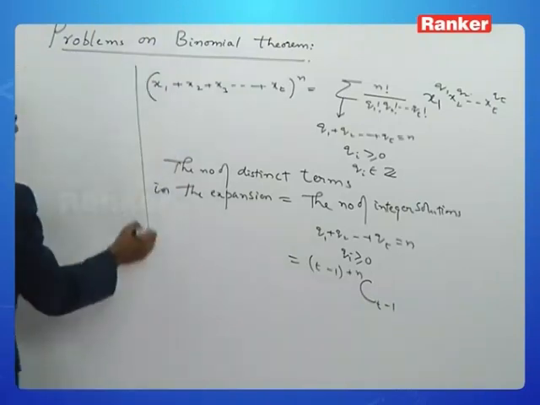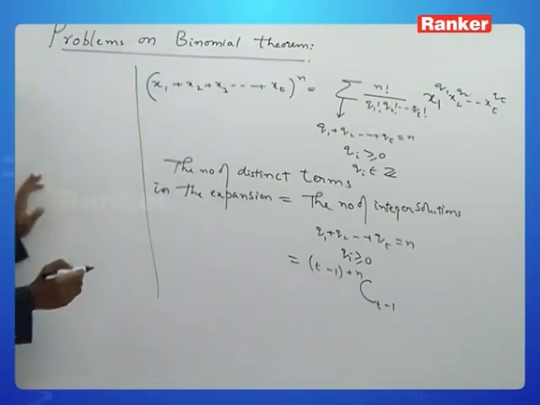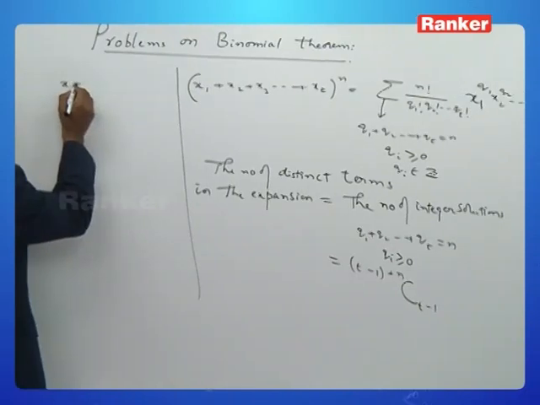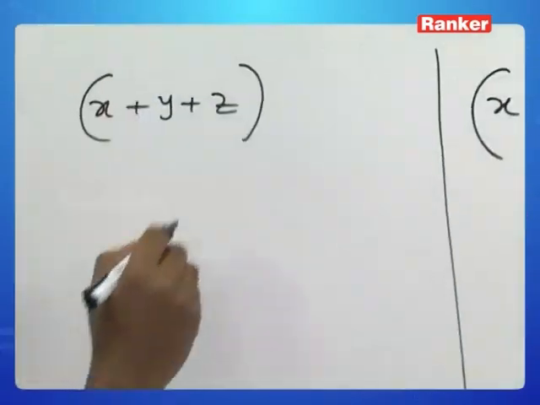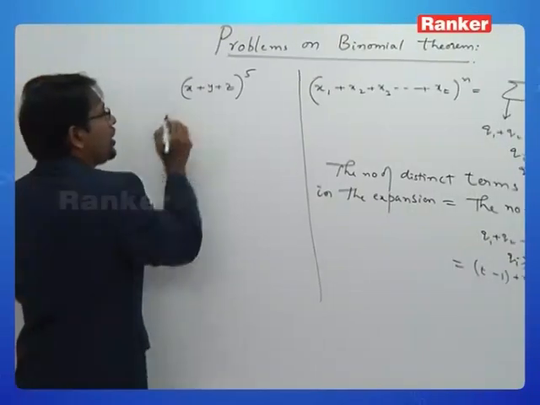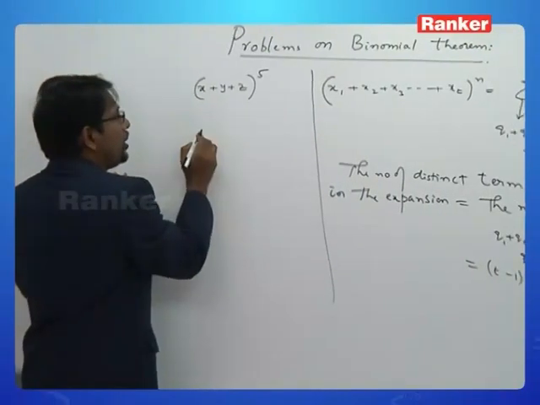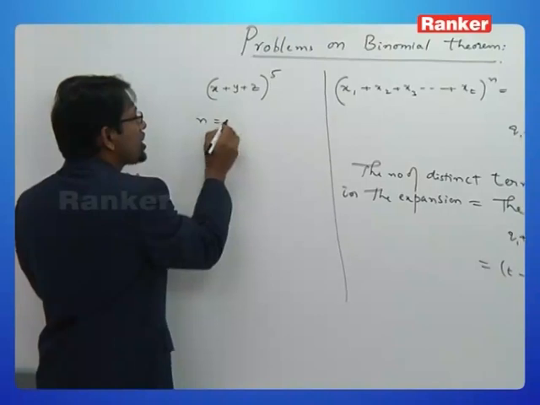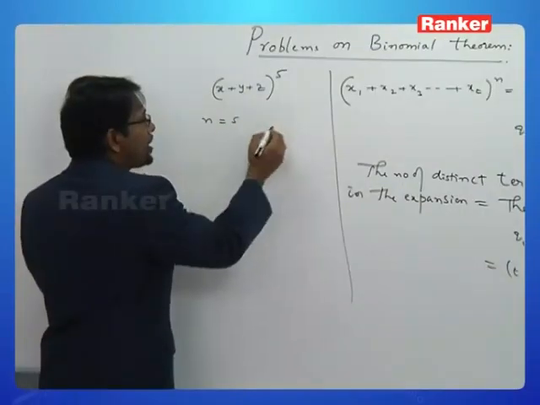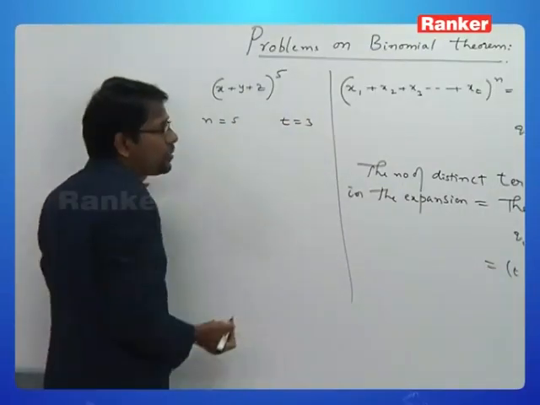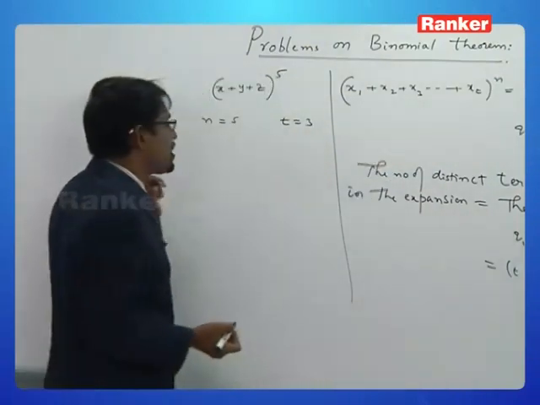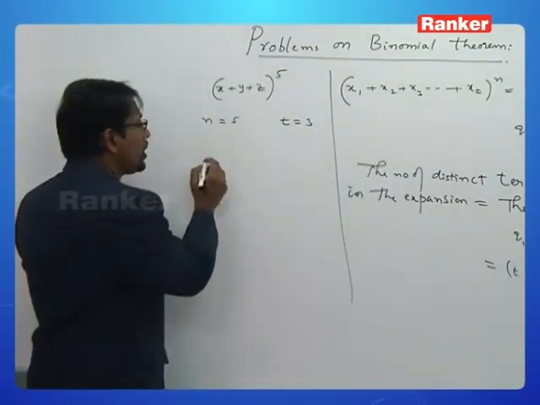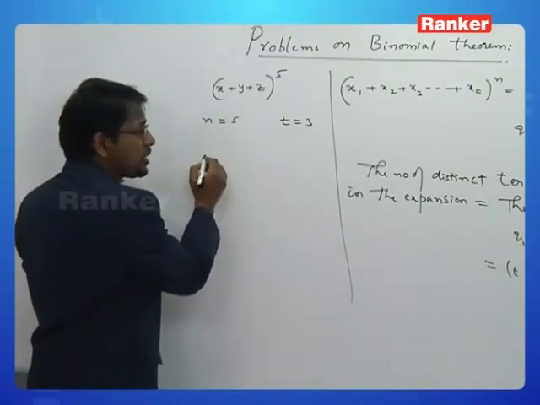Now let's go back to the problem. The problem says the number of terms in the expansion of x plus y plus z to the power 5. Okay, this was the problem. Now what is in place of n? n is 5. What is in place of t? 3. How many literals or how many symbols are involved? 3 symbols are involved.